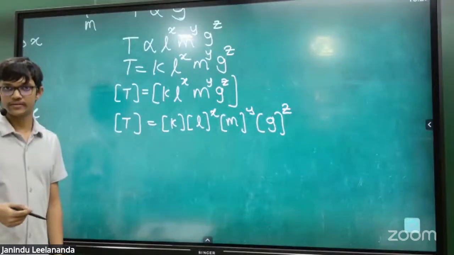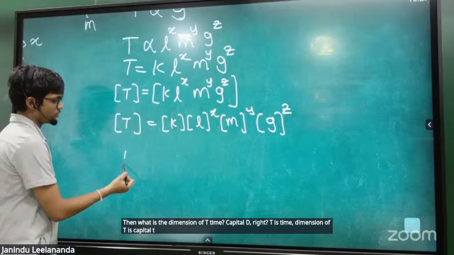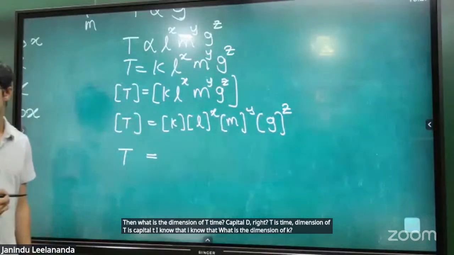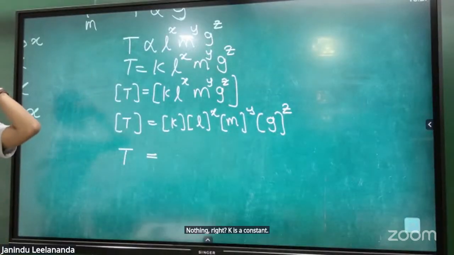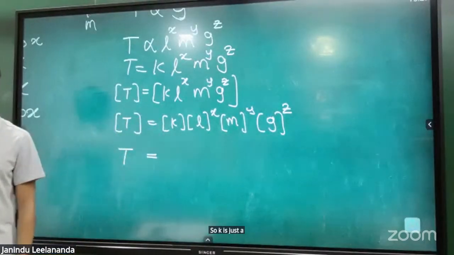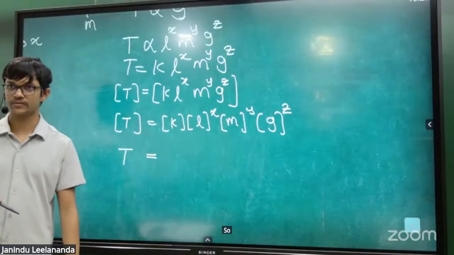Capital T, right? T is time. The dimension of T is capital T. I know that. What is the dimension of K? Nothing, right? K is a constant. K is just a numerical value. Clear? It's dimensionless. So there's nothing here.